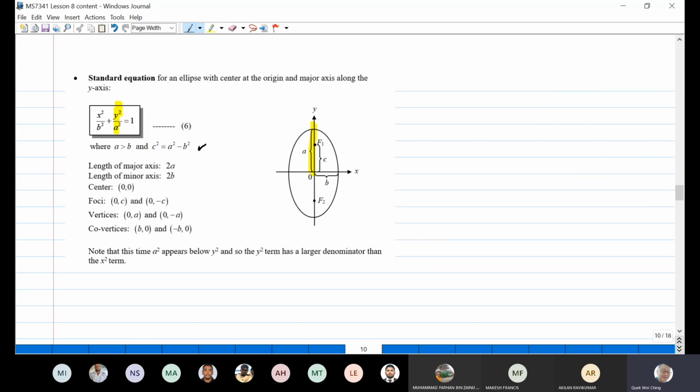The vertex and focus are all on the major axis. Then on the minor axis, you have a co-vertex. So make sure that you always take the length of the major axis as a and put it under the longer one. So if the vertical axis is the longer one, put a under y.